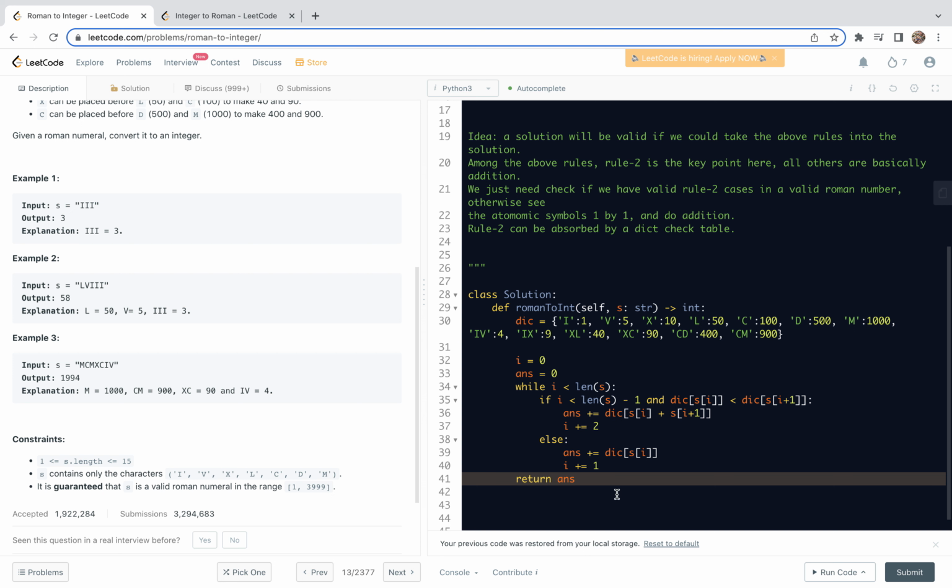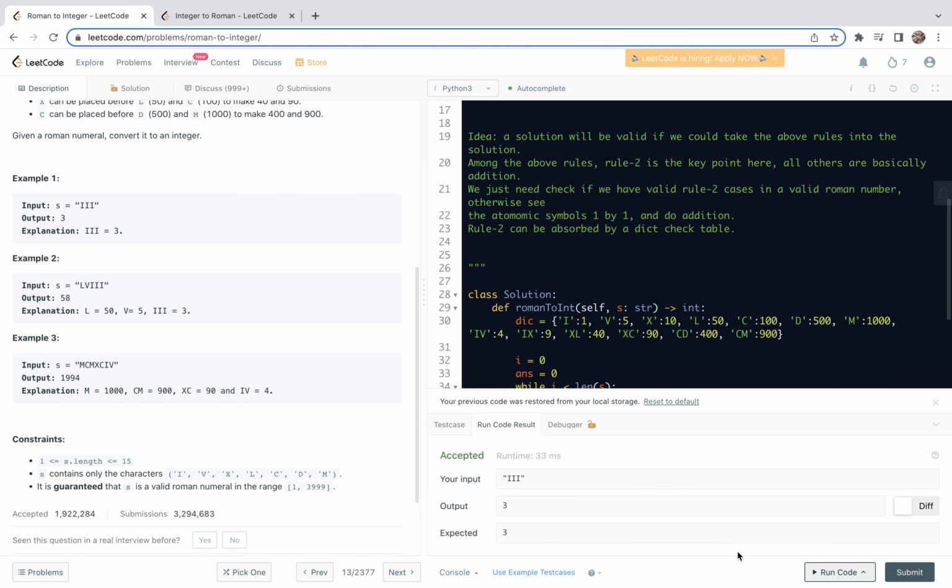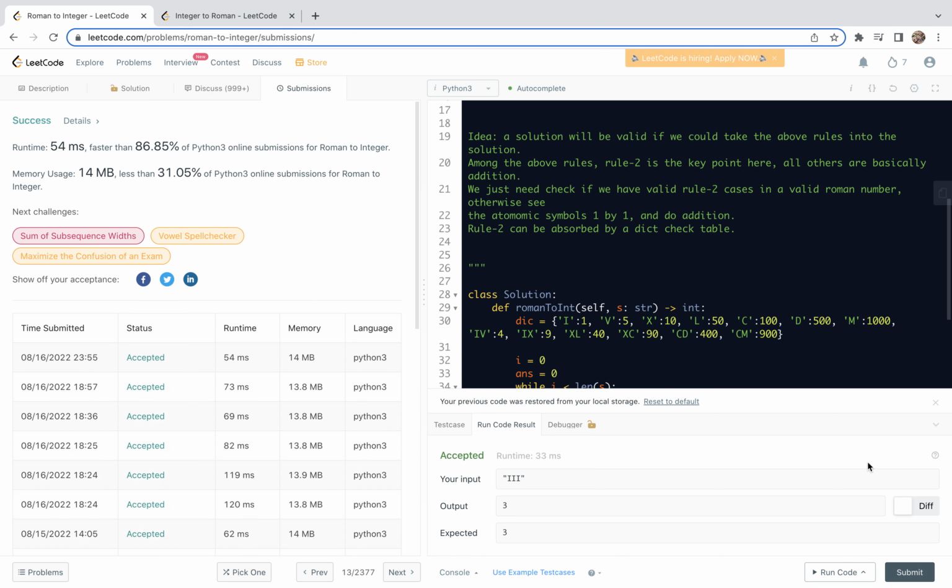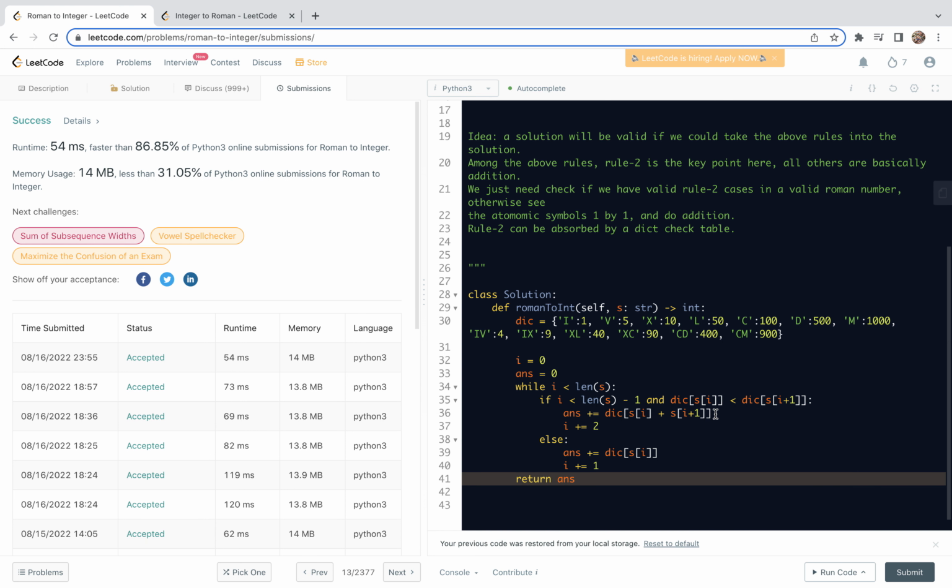With that said, let's first do a special case check. Yeah, it passes example 1. This is a very simple case. Now let's do the generic case check. Yeah, it passes all the generic cases. For this problem, that's about it.